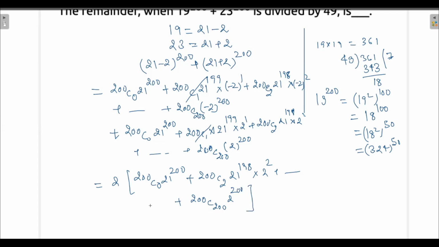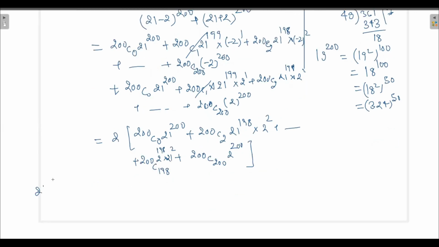So what will be the term before that? If I look at this, the term before that will be 200C198, and this will have 2 raised to the power 198 into 21 raised to the power 2. So why am I writing this? Because 21 square is 21 into 21, and 21 could be written as 7 into 3, so 49 is already present here. So in all these terms, 49 is present, so all can be divisible by 49.